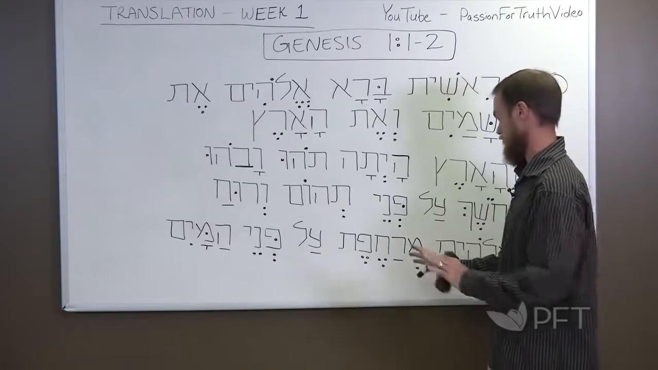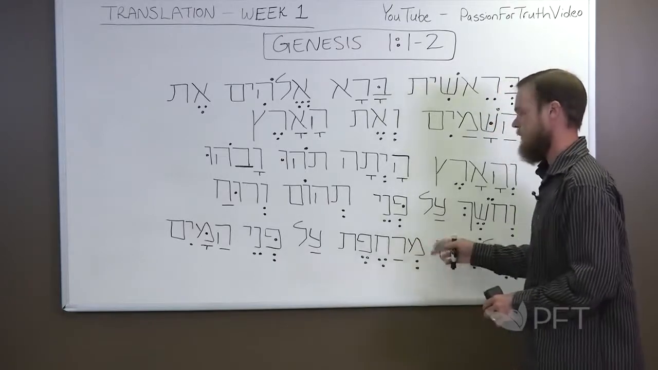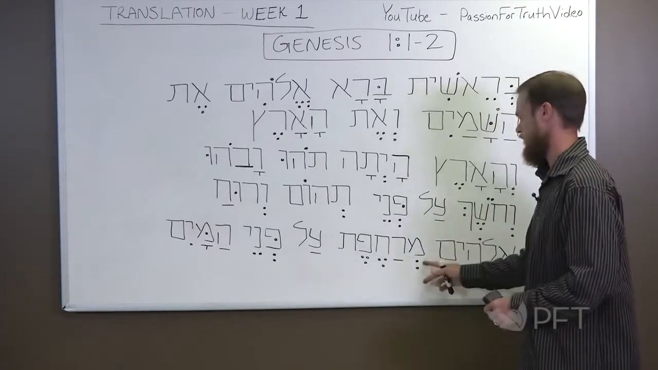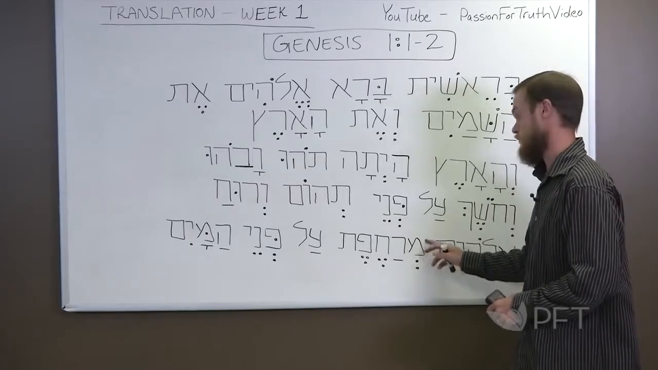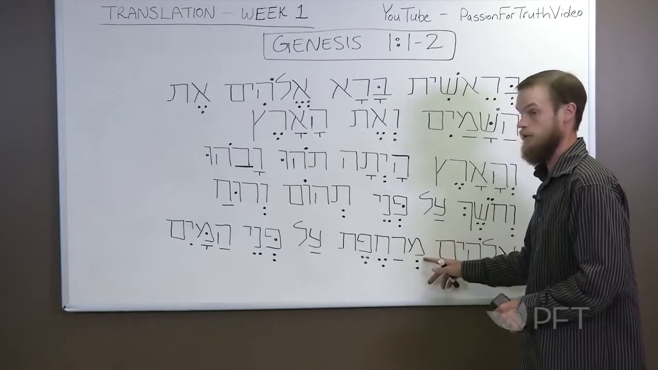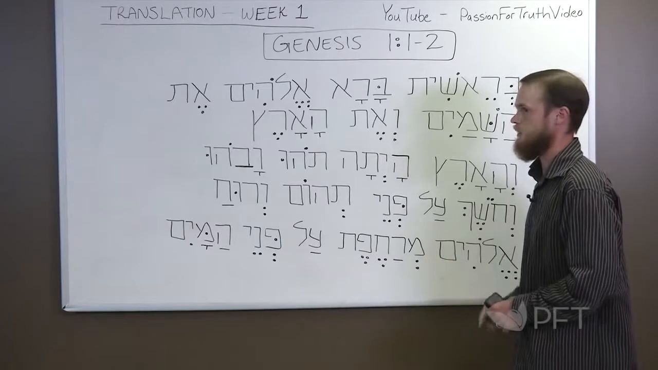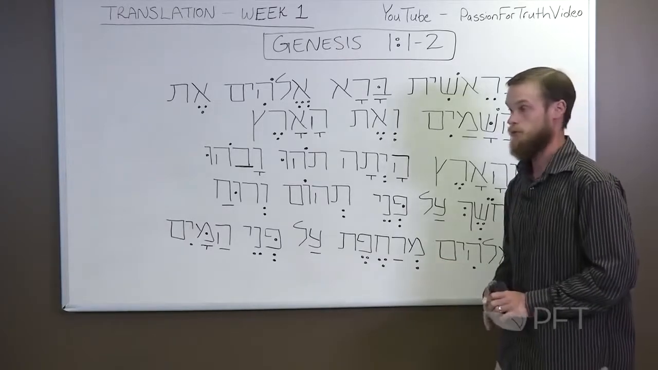Now this is kind of funny. We've got a mem at the beginning, but it's got a shva underneath it. If this mem was "from," it would have either a chirik or a tzera. But it's got a shva, so we know it's not the prepositional prefix "from."